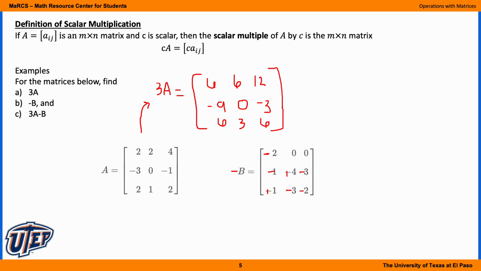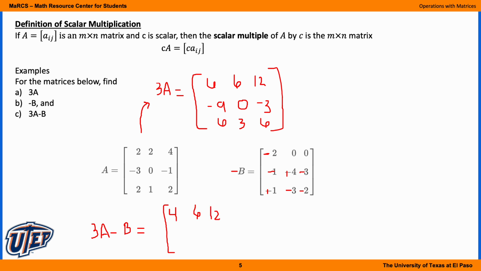Now for example C, we are told to multiply 3 times A and subtract B from that product. So since we already have both components, we can just add them. 3A plus negative B, or 3A minus B. So starting with the first row, 6 minus 2 will give us positive 4, and 6 minus 0 is 6, and 12 minus 0 is 12.